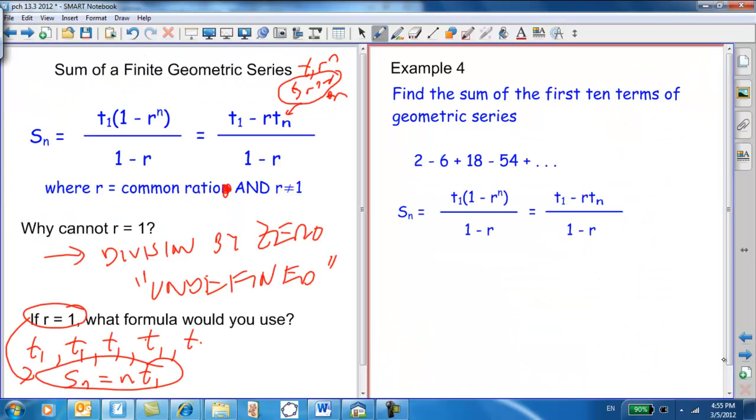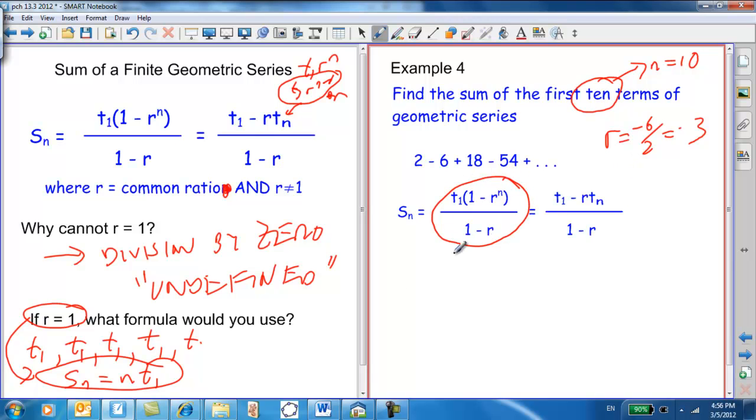Here's our example 4. Find the sum of the first 10 terms of this geometric series. So we substitute in. Now which formula are we going to pick here? Well, we know the first term. We can figure out the common ratio, and that's negative 6 over 2, so that's negative 3. We have to find the first 10 terms, so that's giving us not the 10th term, but the number of terms, that n equals 10. We could find the 10th term by expanding this all up, but I think this formula is best fit to the information we have.